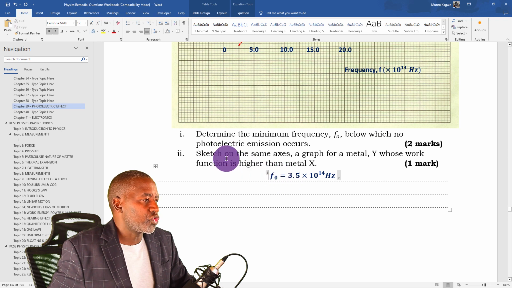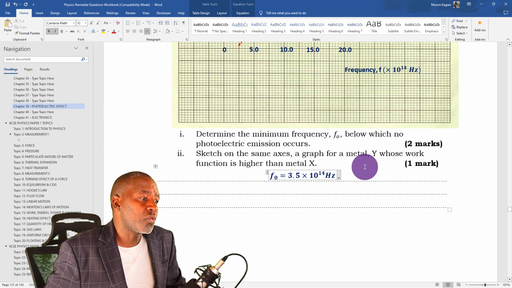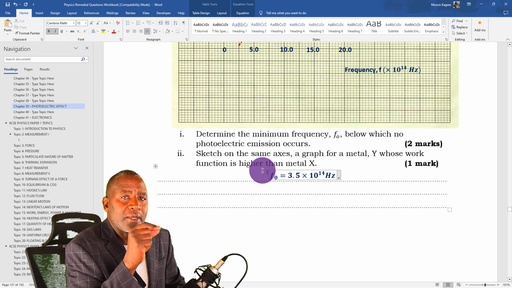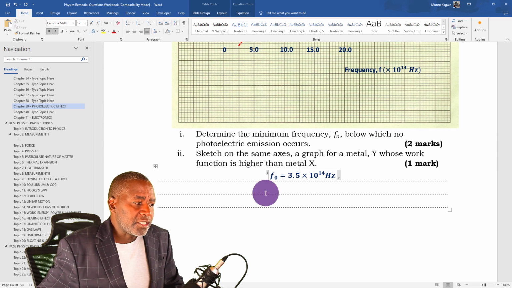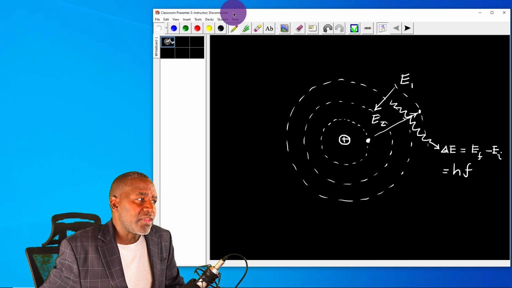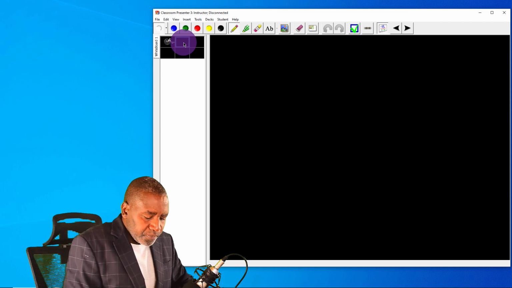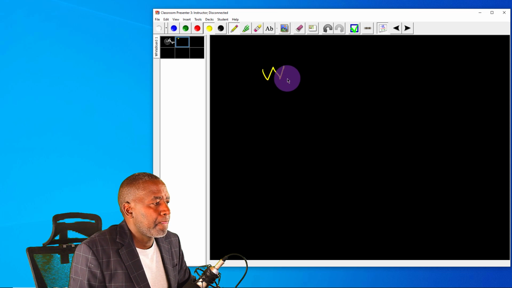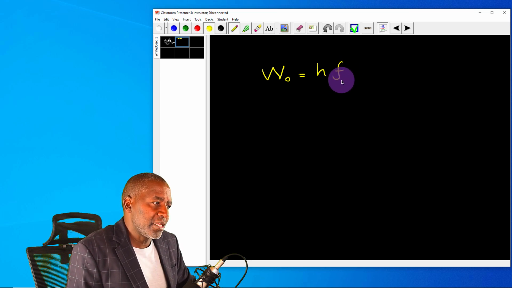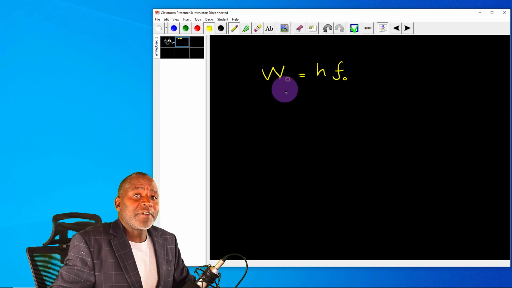The second question was to sketch on the same axis a graph for a metal Y whose work function is higher than metal X. Let's look at factors which affect the work function of a metal. We have just seen that the work function of a given metal is equal to Planck's constant times the threshold frequency. So the higher the threshold frequency, the larger the work function.